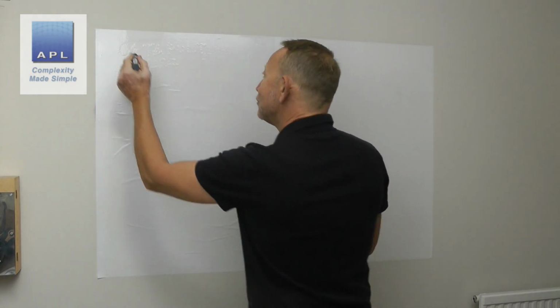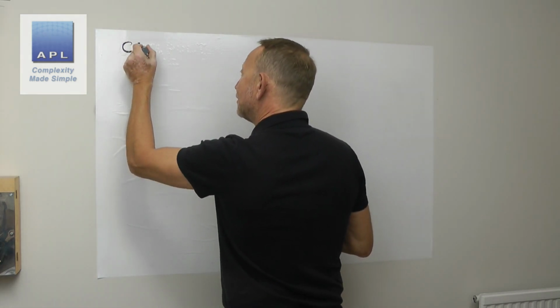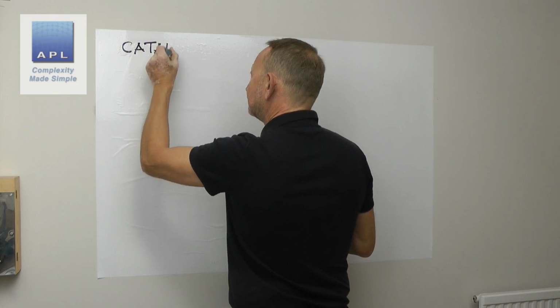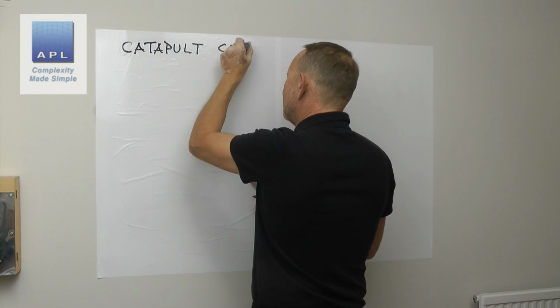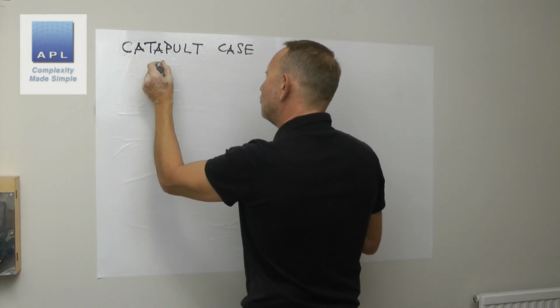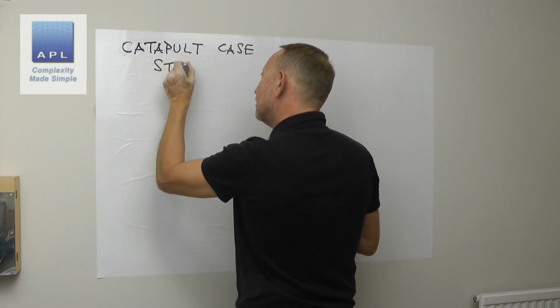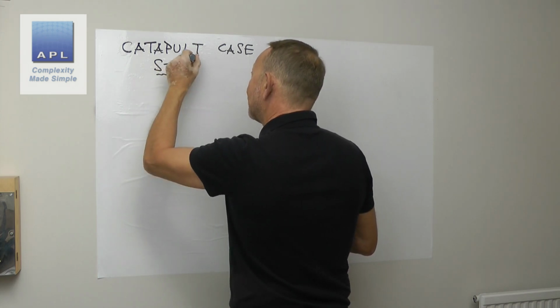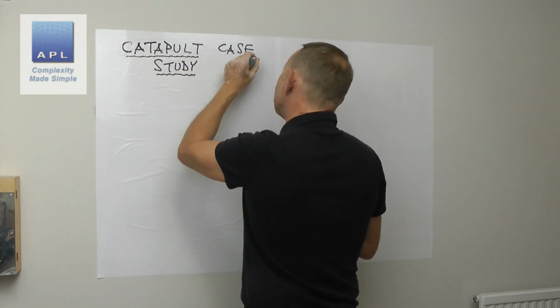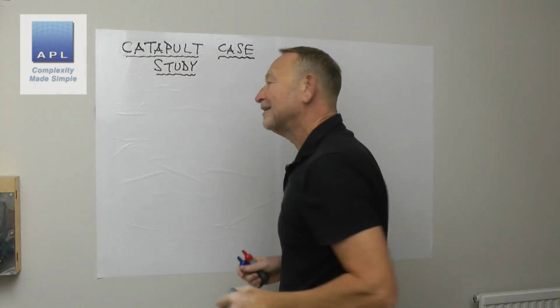So I said in the last video that what we're going to give you is some advice about doing process flow, cause and effect in real life, because the Catapult exercise is a great exercise to run, but it's not really like real life.